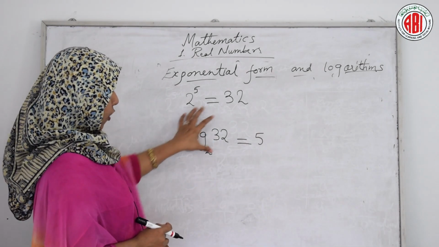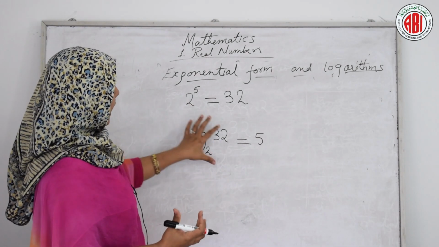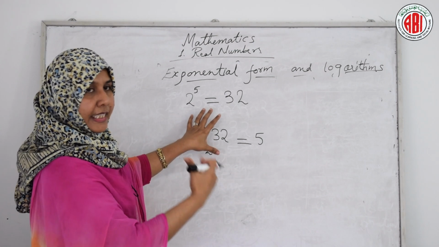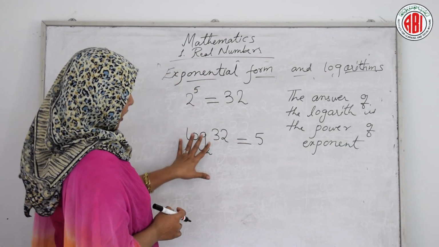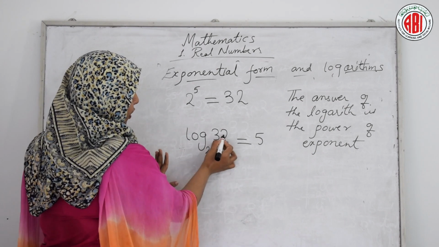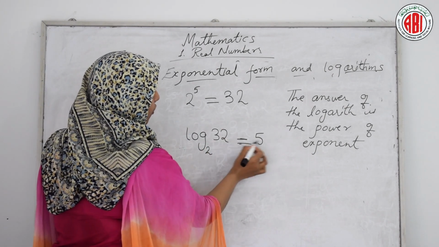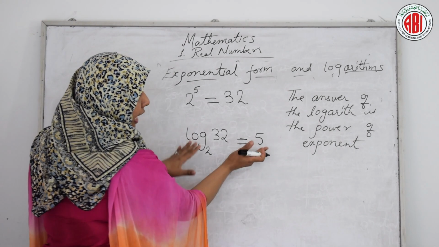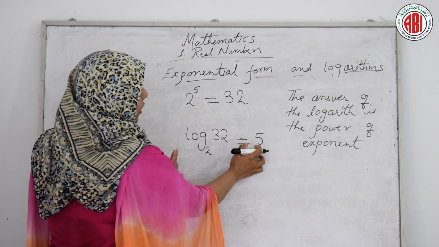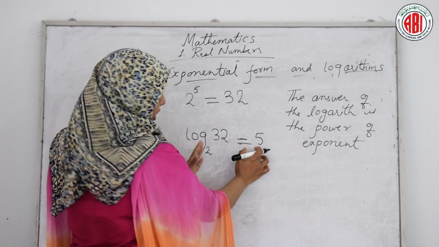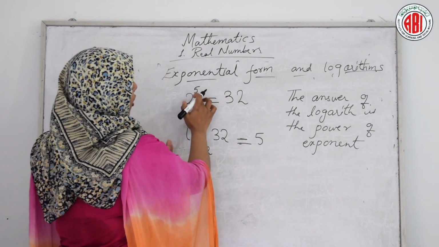The answer of the logarithm is nothing but the exponent. The answer of this logarithm, log 32 base 2, is equal to 5. That means this 5 is the answer. This is the answer of this log. So this answer is nothing but the answer of the logarithm. It is the power of the exponent.